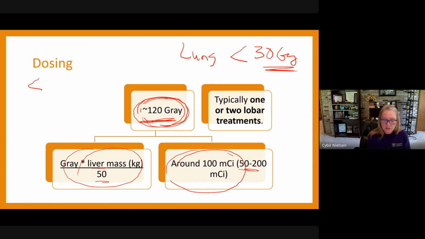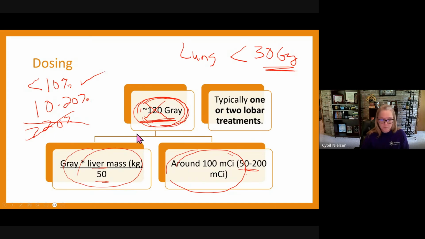The package insert also says if the liver lung shunt is less than 10%, then that's fine. If it's between 10 and 20%, then you want to consider dose reduction, reducing this 120 gray, maybe down to 110. And if it's greater than 20%, then they cannot have the Y90.